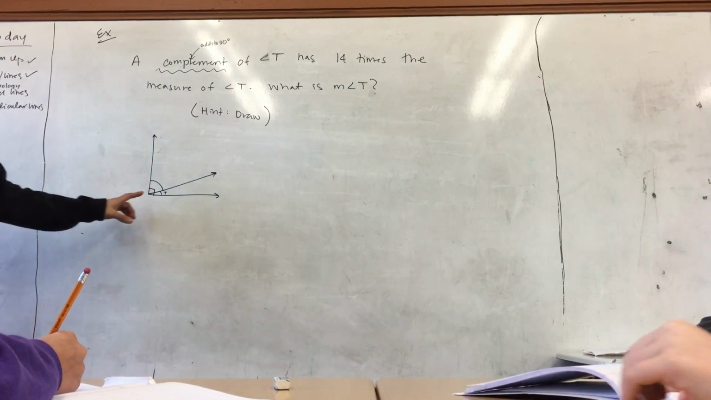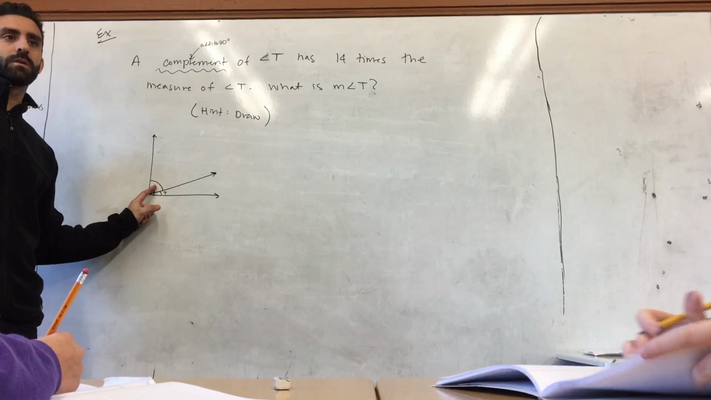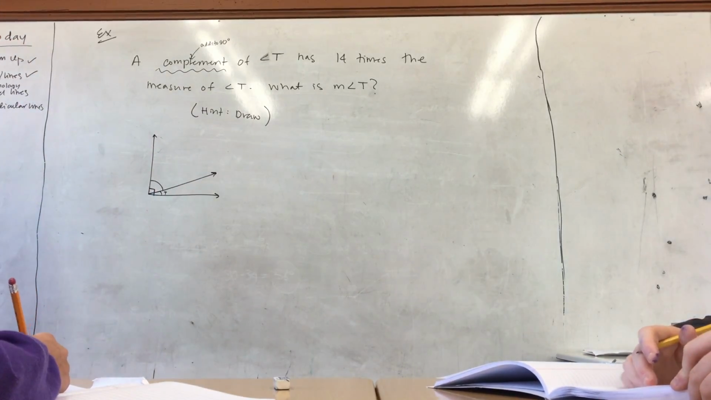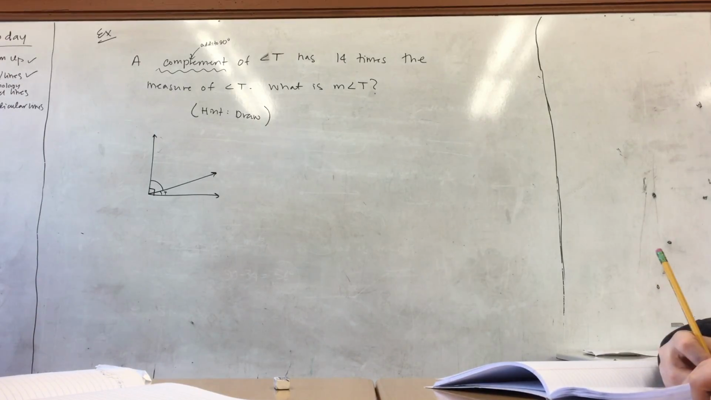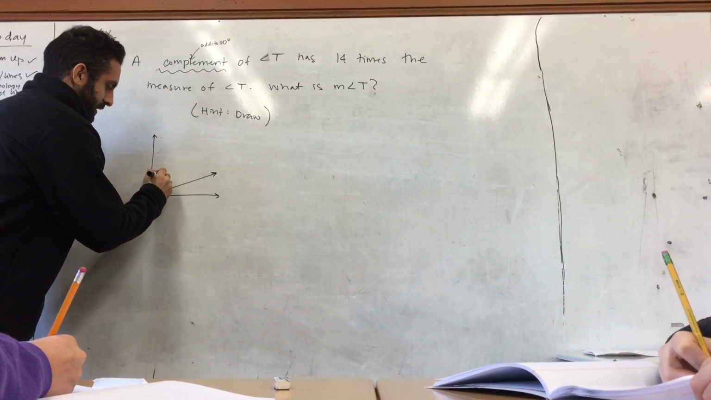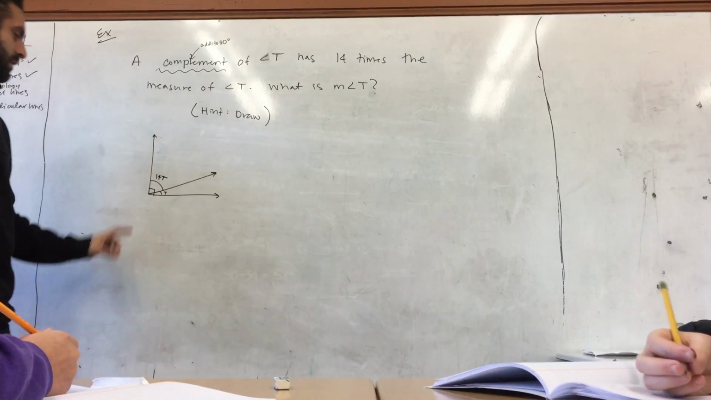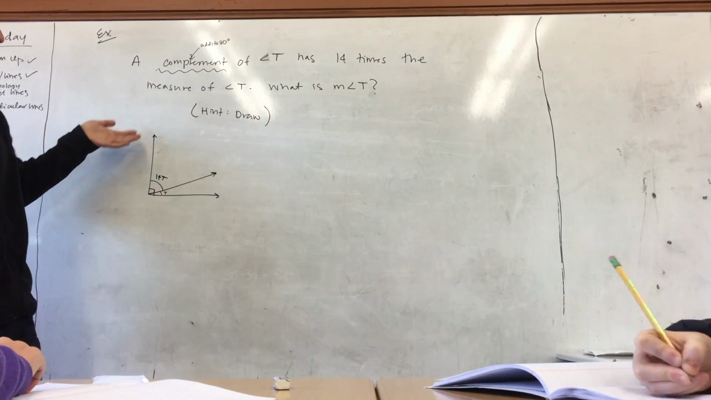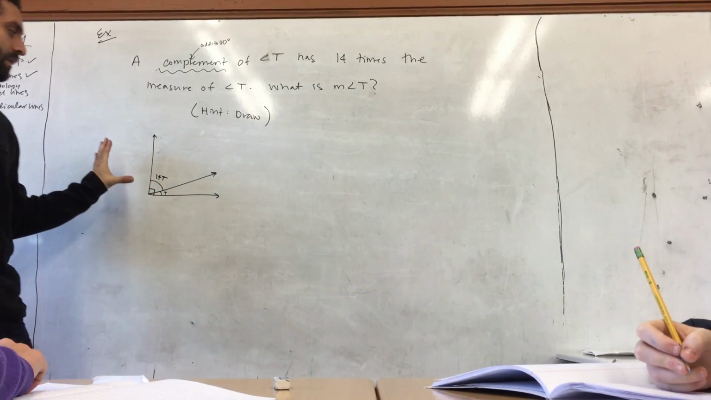If we call this little one t, what can we call this other one? Still using t. Not to the 14th power. 14t. If we call one of them t and the question says this other one is 14 times the measure of t, call it 14t.